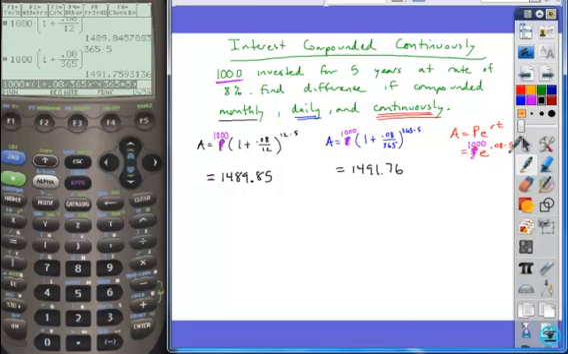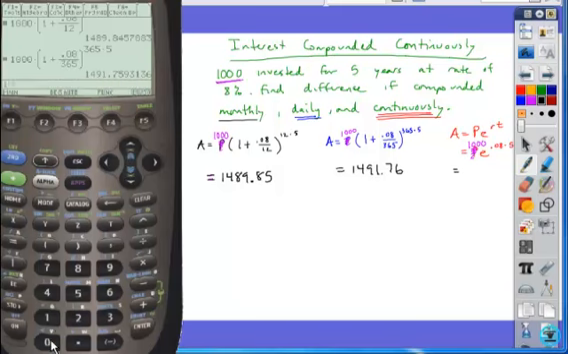And then what about if it's compounded continuously? Like every single instant, you're gaining interest on what you have in there. So do you think this should be even more? Should it be a lot more or just a little bit more? You would think a lot more, right? So let's take a look at it.